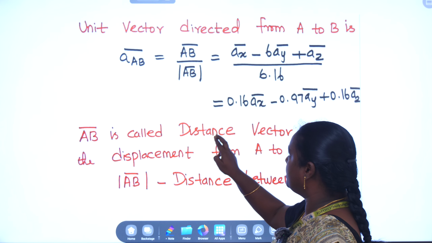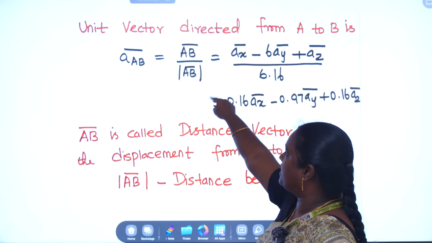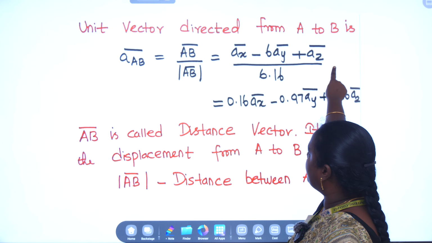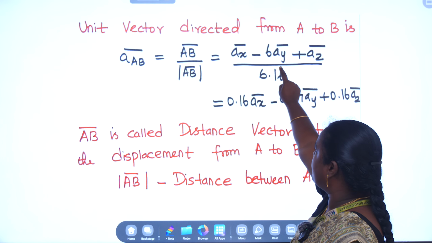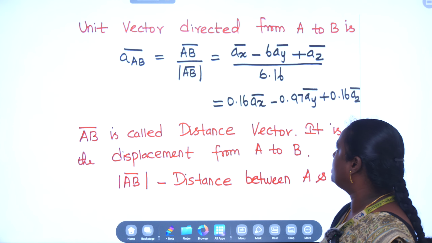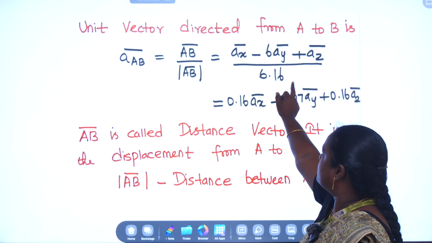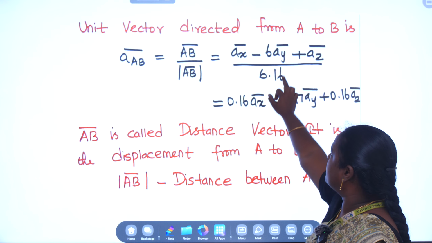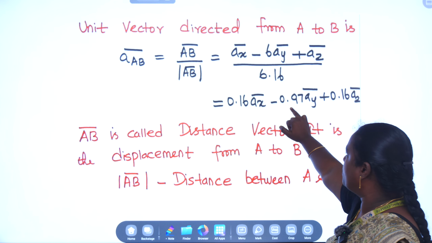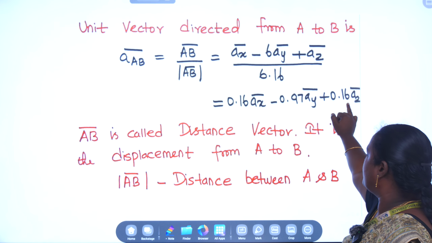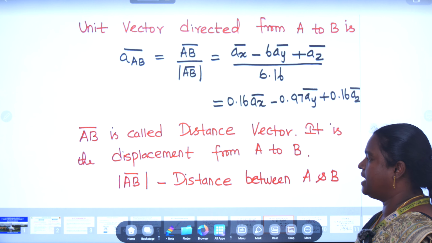From this find the unit vector. The formula for unit vector is vector divided by magnitude of that vector. So substitute the vector value AX minus 6 AY plus AZ divided by 6.16. Dividing these values, 1 divided by 6.16 is 0.16, minus 6 divided by 6.16 is minus 0.97, and then 1 divided by 6.16, 0.16 into AZ.